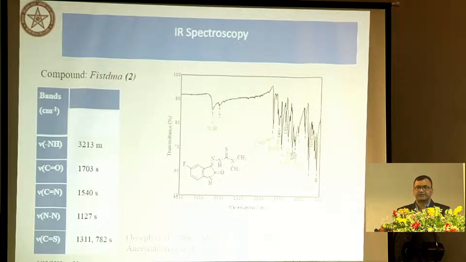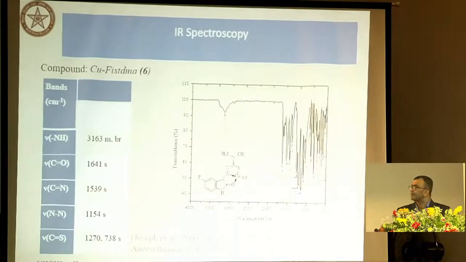This is the IR data of compound 2, where we can see that the C=N, C=O and C=S have prominent peaks, and it is showing the formation of this thiosemicarbazone. This is also the structure of the copper(II) complexes, where we can see that the C=N peak is shifting toward the lower wavenumber due to their coordination to the copper ion.